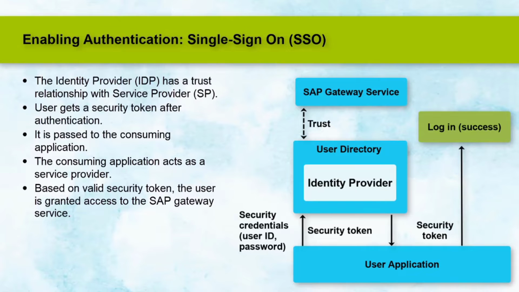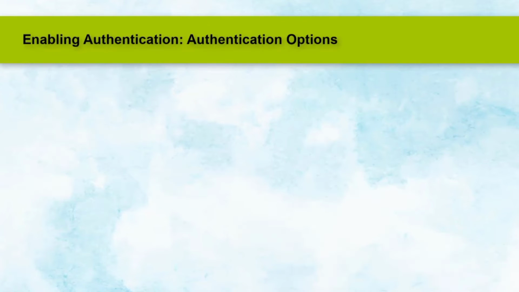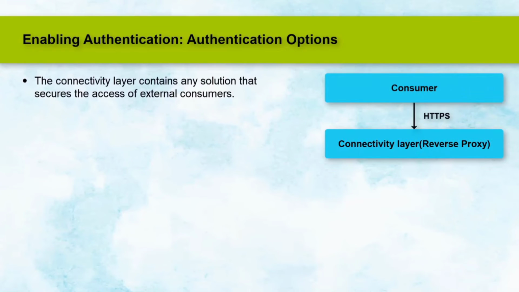Take a pause to go through the process flow of a single sign-on. The authentication options are provided here. The connectivity layer contains any solution that secures the access of external consumers. This is a firewall or a reverse proxy.